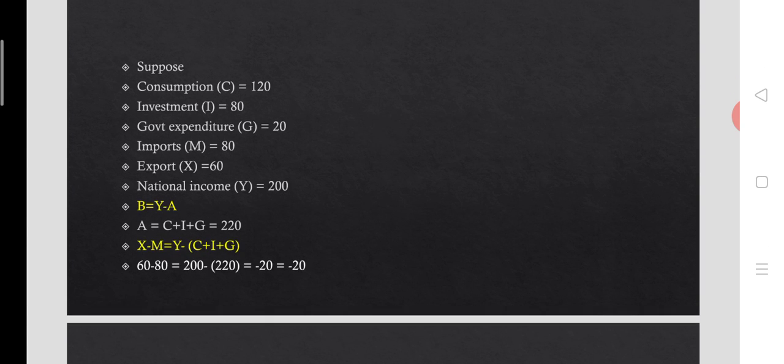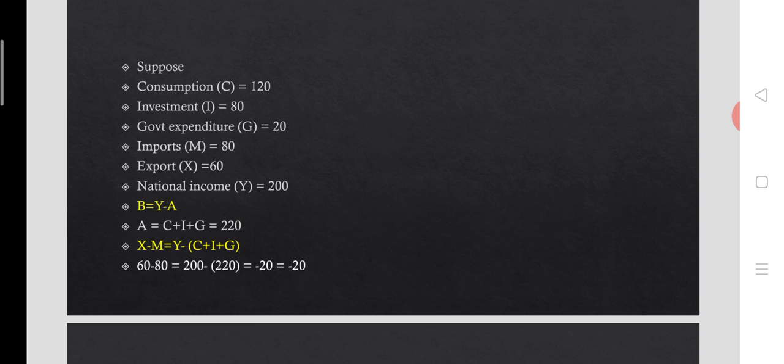Suppose consumption in our original example is 120 million US dollar. Investment I is 80. Government expenditure is given. It is supposed to be constant here. It is 20 million dollar, and import is 80. Export is 60. So there is a deficit of 20 million US dollar in the original example which we have given in the first part of the video. And national income is 200, that is Y is 200.